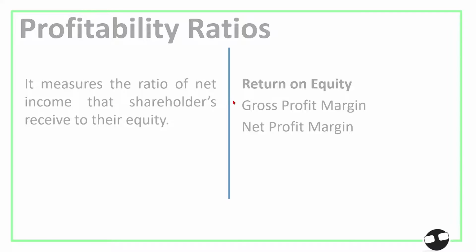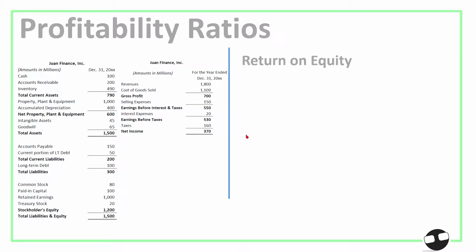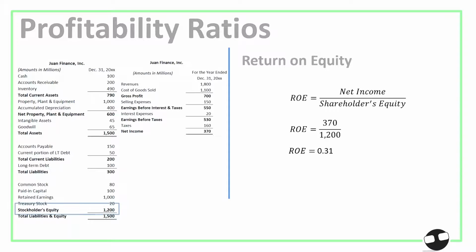So ROE is actually the measure of net income that shareholders receive to their equity. And our formula for that, we have net income divided by shareholders' equity. So here we have 370 divided by stockholders' equity of 1,200, and that will give you an ROE of 0.31 or 31%. That would mean that for every 1 peso shareholders' equity, they would receive 0.31 income.